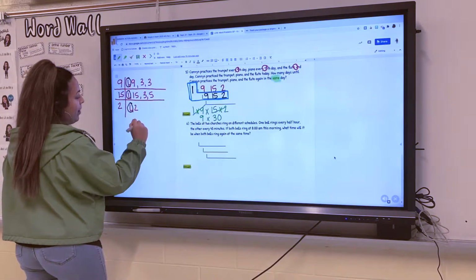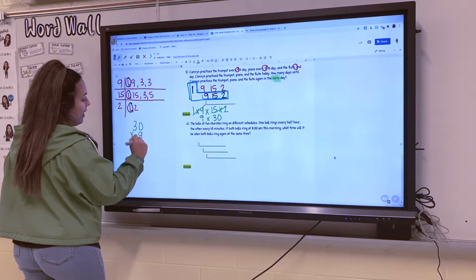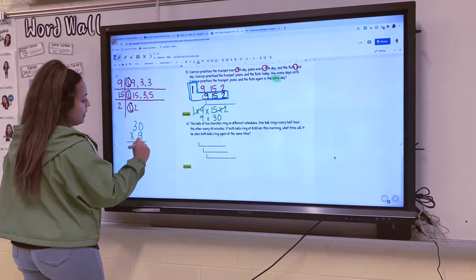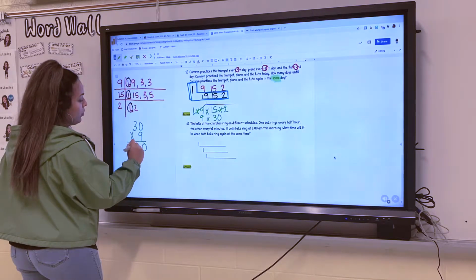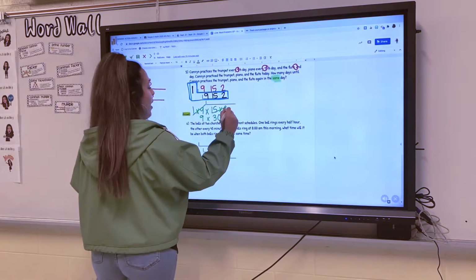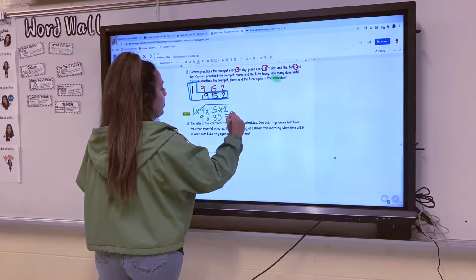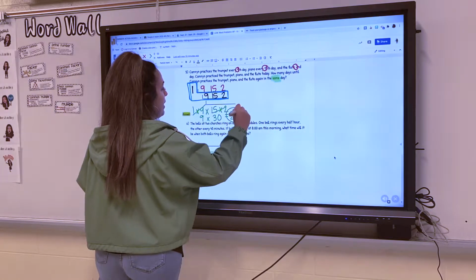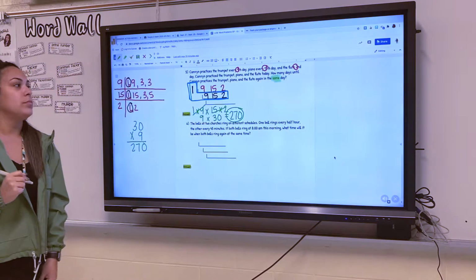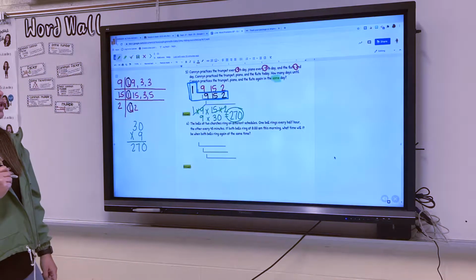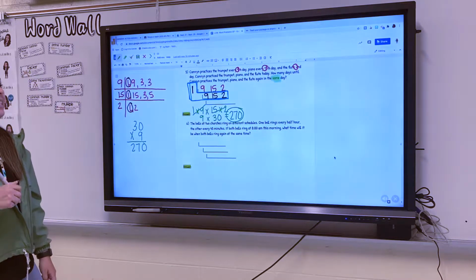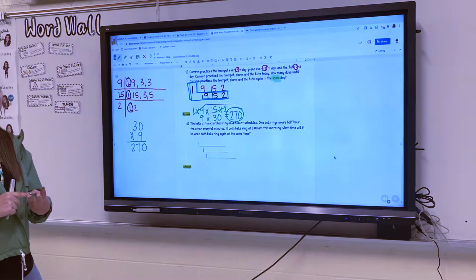I don't know that off the top of my head, so I'm just going to work it on the side. 0 times 9 is 0. 3 times 9 is 27. So our least common multiple is 270. So it'll be 270 days until Cameron practices the trumpet, piano, and the flute again. That's almost a year.